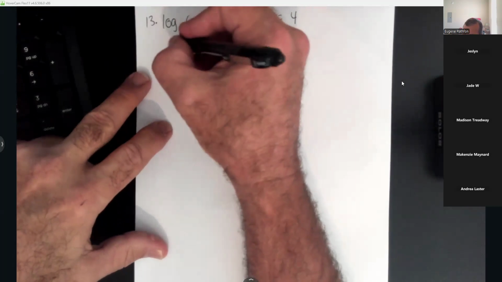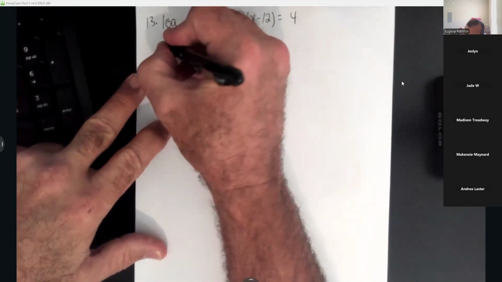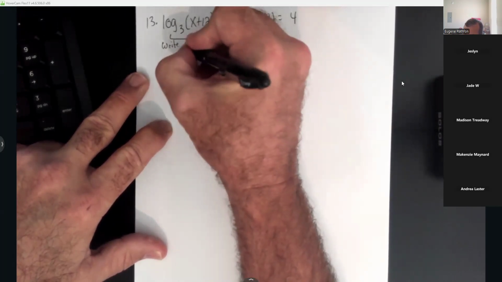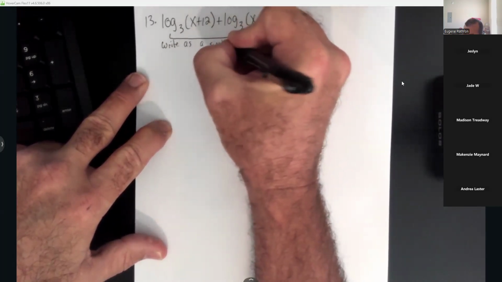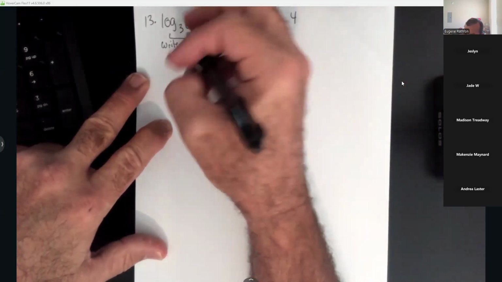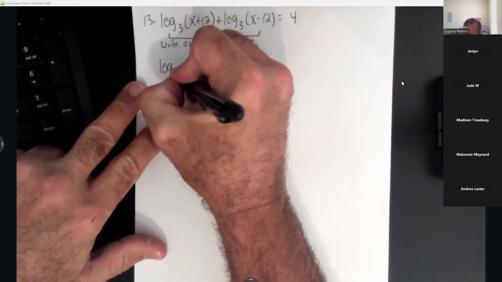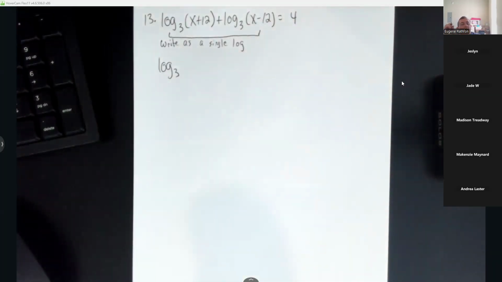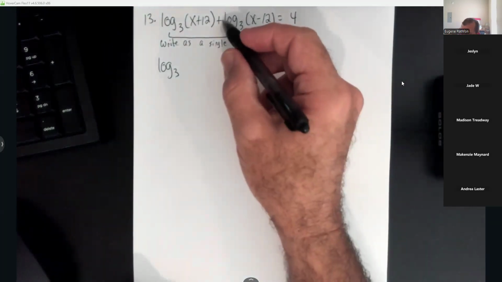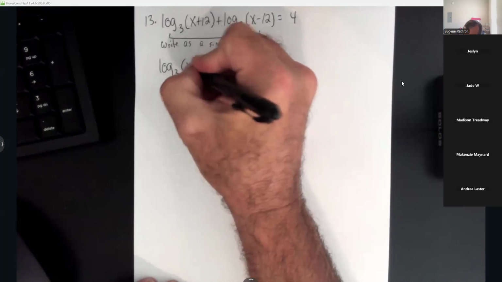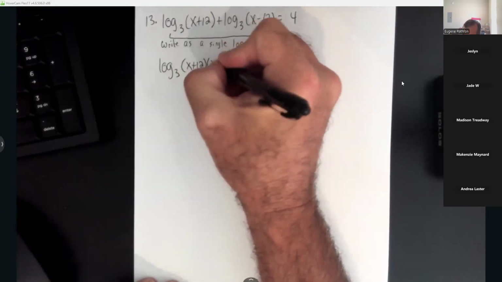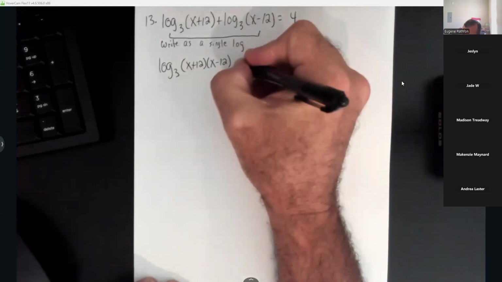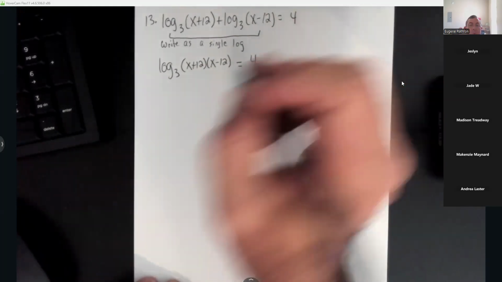All right, y'all, I got two logs on the left side, so we're going to rewrite these two logs as a single log. So bring out that log 3. But y'all, would I rewrite this one as a product or a quotient? So good job. It's a product because these ones are being added. So that means it's going to be the x plus 12 times the x minus 12. All of this is going to equal that 4.